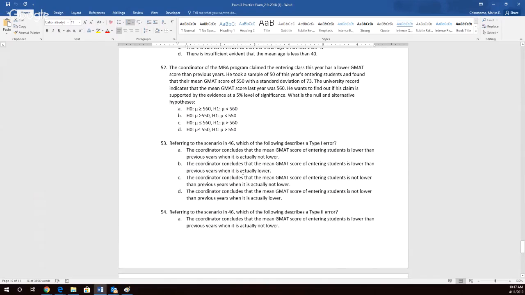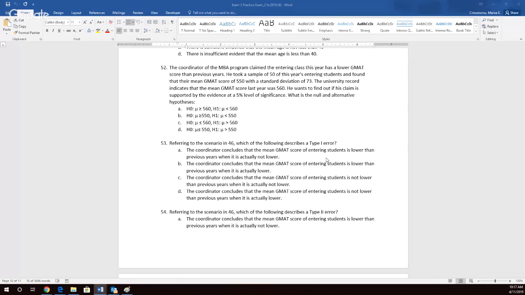52. I think I'll go over 52. Okay, so the coordinator of the MBA program claimed that the entering class this year has a lower GMAT score than previous years. He took a sample of 50 of this year's entering students and found their mean GMAT score was 550 with a standard deviation of 73. The university record indicates that the GMAT score last year was 560. He wants to find out if this claim is supported at a 5% level of significance. What is the null and alternative hypothesis?